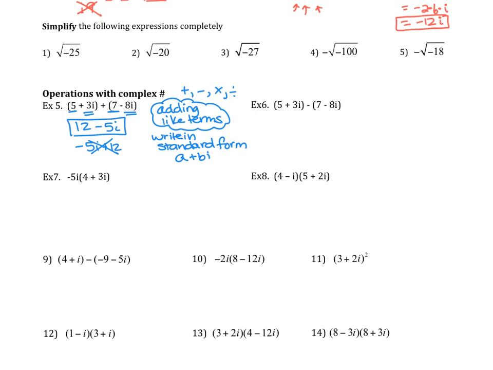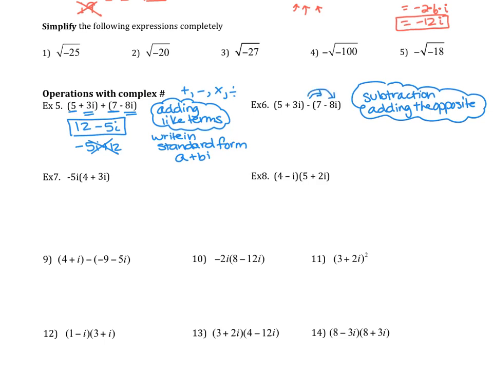When you have a subtraction problem, you're subtracting two complex numbers, we're going to think of our subtraction as adding the opposite. So I'm going to change my subtraction problem into an addition problem. Be really careful here. I'm basically distributing the negative into my parentheses.